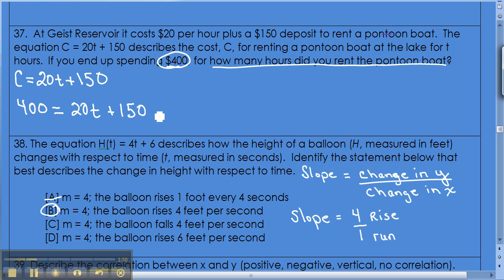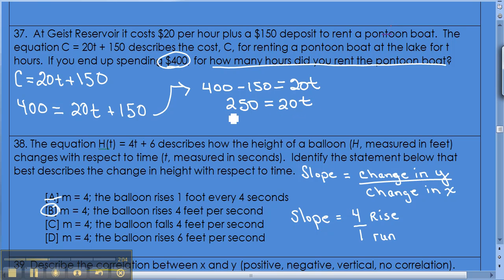So our first step is you're going to have to bring the 150 over to the left side. So moving this 150 over to the left of the equal sign, we're going to have 400 minus 150 equals 20T. Subtracting 100 from 400 is 300, minus 50, so we get 250 equals 20T.